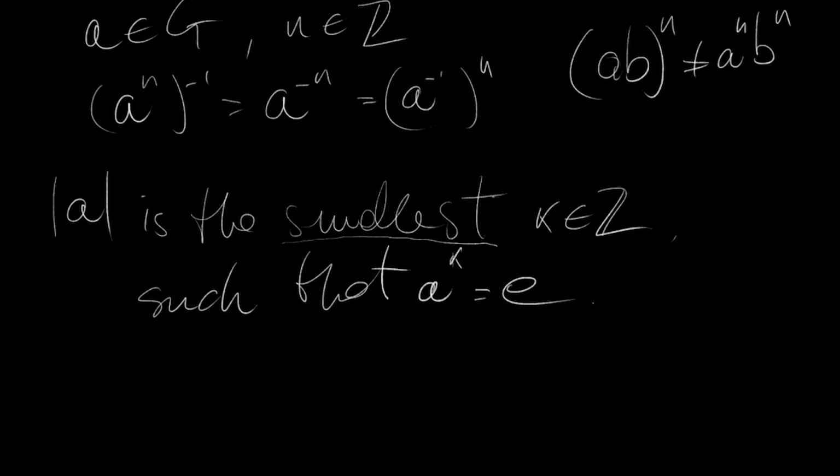What does this mean? It means that no smaller integer works. It might be true for another integer, if we call it j, so that a to the power j, a operated with itself j times, will also generate the identity. But if these two are both true, then j must be greater than k, or they're equal.